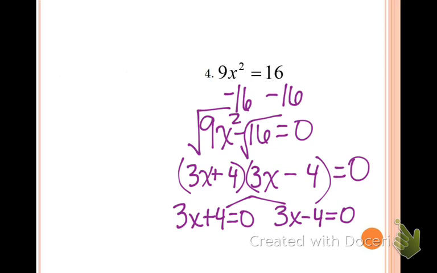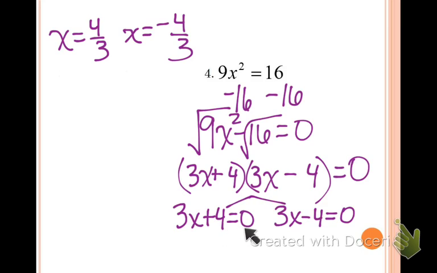Can anybody tell me what they got for x? Z, you're just carrying the class today. What are we going to get? Is it just 4 and 3? x equals 4/3 and negative 4/3 is our other one. On the first one, we would have to subtract 4 from both sides, then divide by 3. On the other one, we add 4 to both sides, divide by 3.